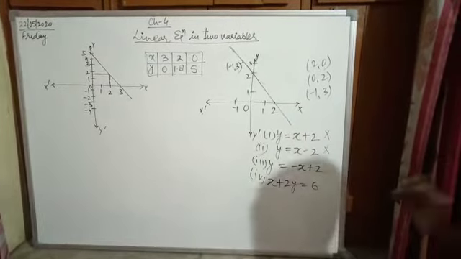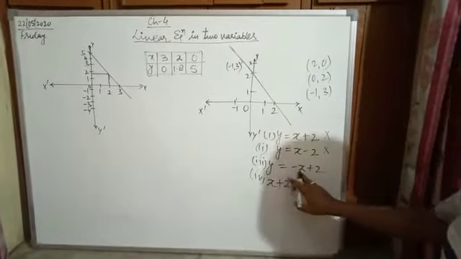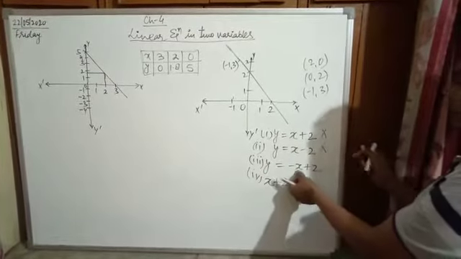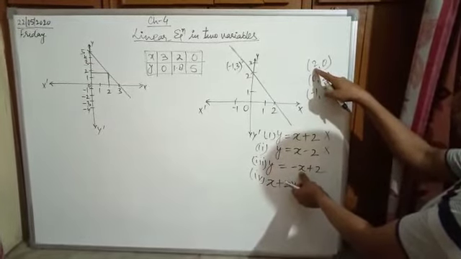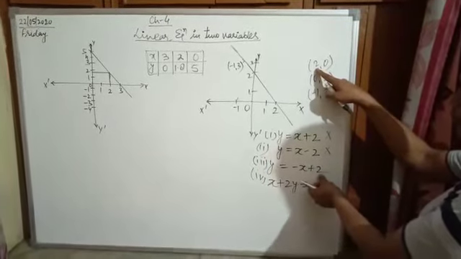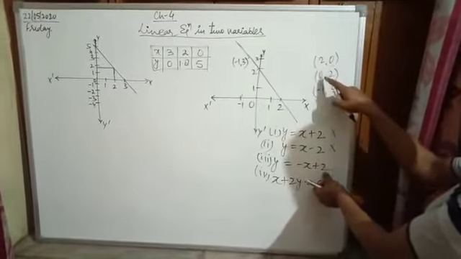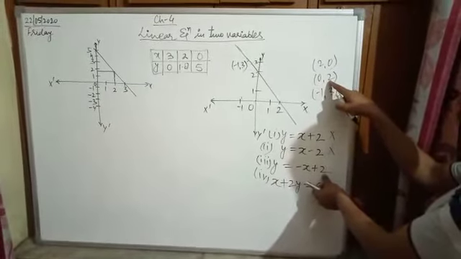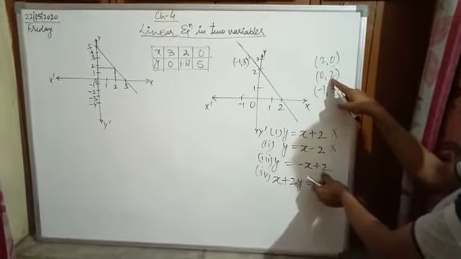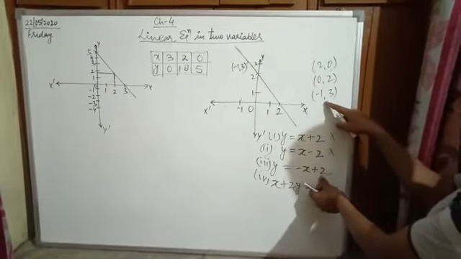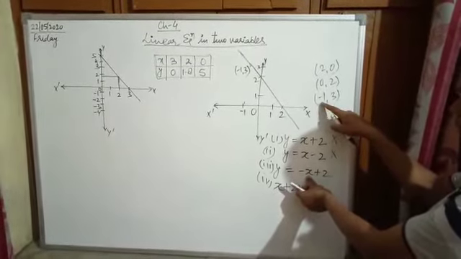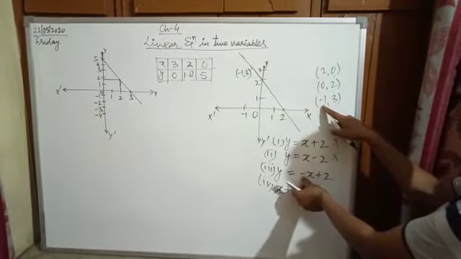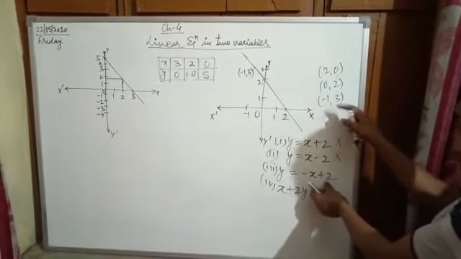Now let the third equation, y is equal to minus x plus 2. Put x is equal to 2, then minus 2 plus 2 will be 0. The answer is correct. Third, if I take x is equal to minus 1, minus into minus is plus. Plus 1 means 1 plus 2 is equal to 3.